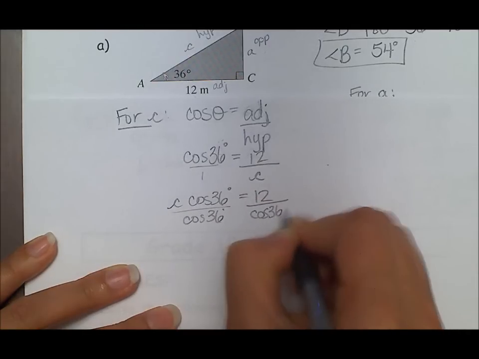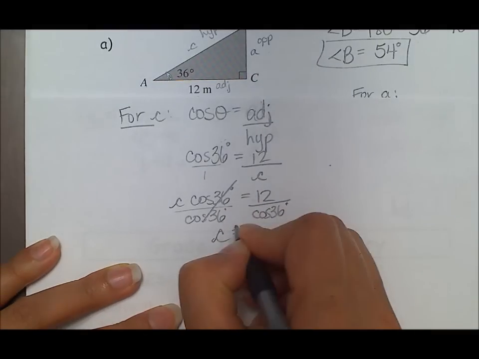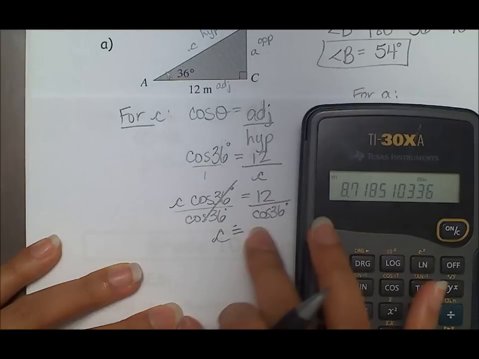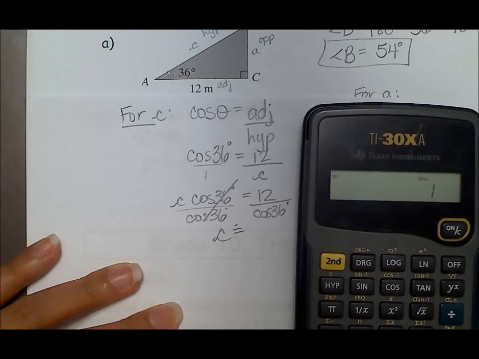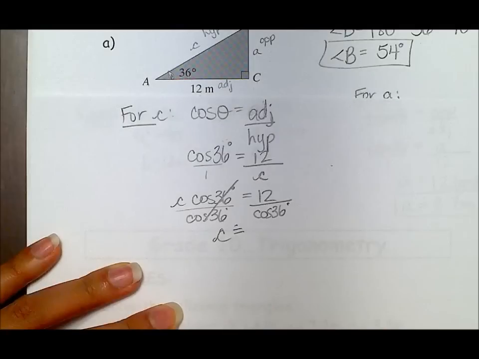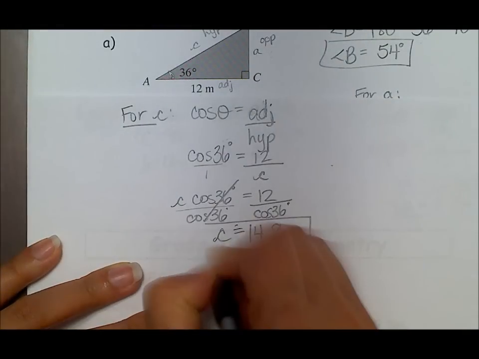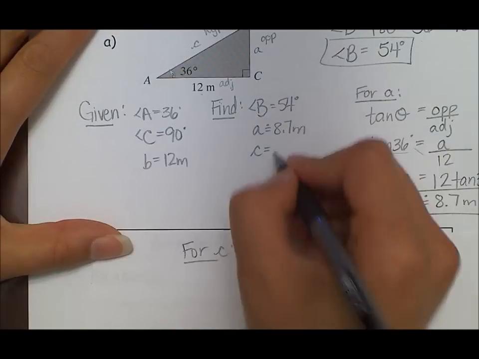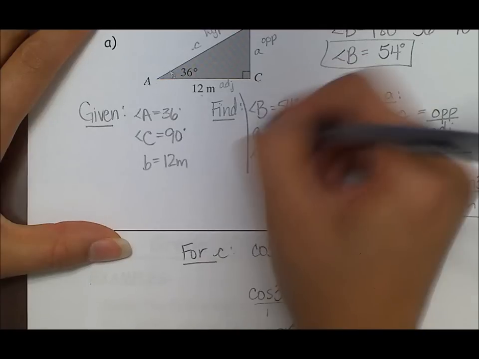Those two will cancel out, and I get C is approximately equal to, since this is all the numerical part, I can do it on my calculator. And so I have 12 divided by the cos of 36, which is approximately 14.8. And again, this is in meters. Okay, so C is approximately 14.8 meters. So there's all the information that I needed to find.